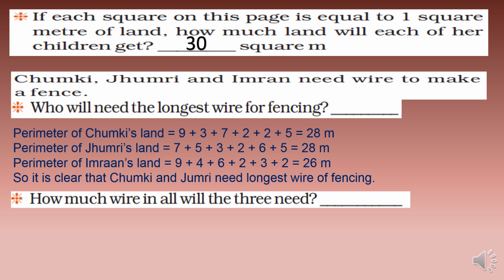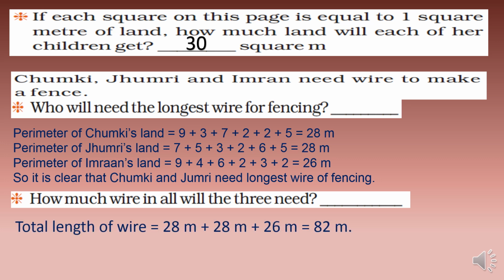How much wire in all will the 3 need? So here you can see that we have to add 28 plus 28 plus 26, that is equal to 82 meter. So they will all need 82 meter of wire.